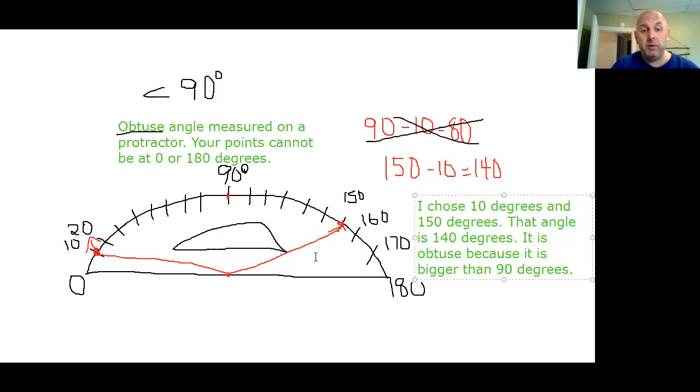So to sum it up, pick 2 points on your protractor, just not 0 and 180. Make sure that when you subtract them, you get an answer bigger than 90, and then explain it by telling me what you chose, and then what the angle is, and tell me why it's obtuse. I need to see that you understand the definition of obtuse, an angle bigger than 90 degrees.